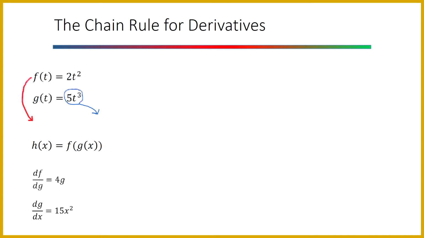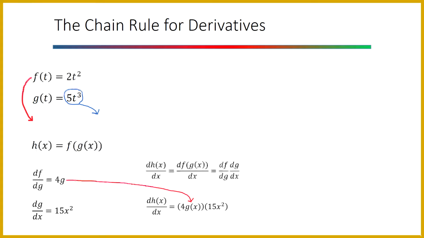So it makes sense that we could compute how fast f of g of x changes due to a small change in x by simply multiplying how fast f changes with respect to g by how fast g changes with respect to x. Or in other words, dh/dx equals df(g(x))/dx, which is equal to df/dg times dg/dx. And we already know those equations, so we can just substitute them in, and we'll also see that we don't really want to keep g in this equation, so we'll need to substitute in for it.